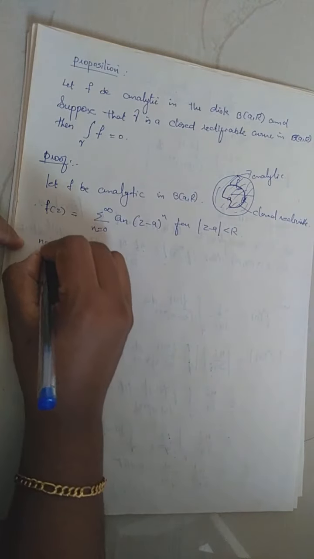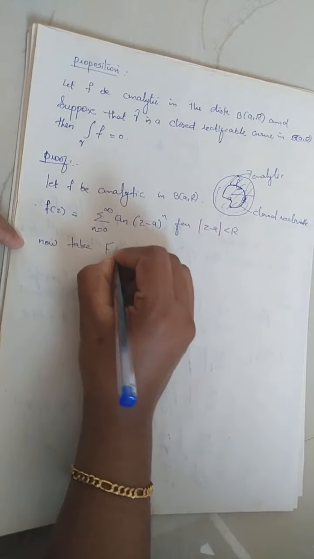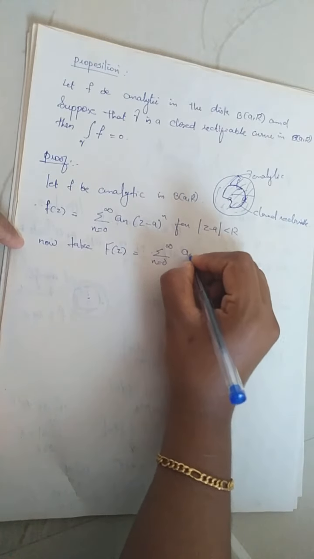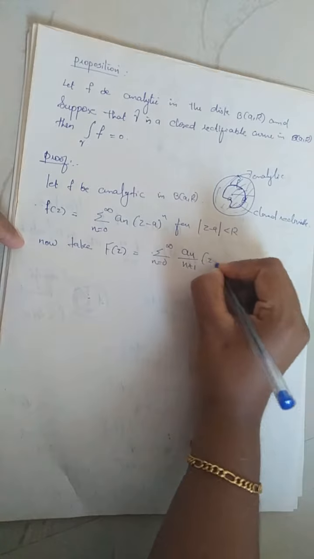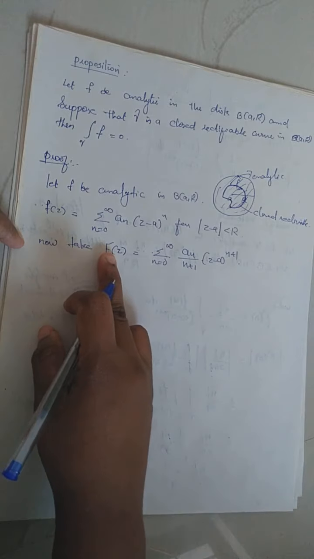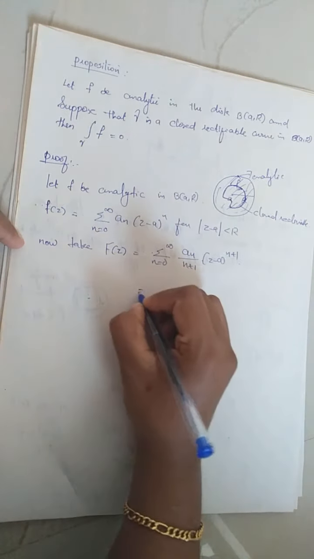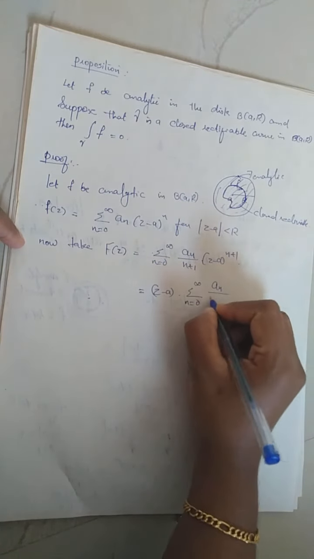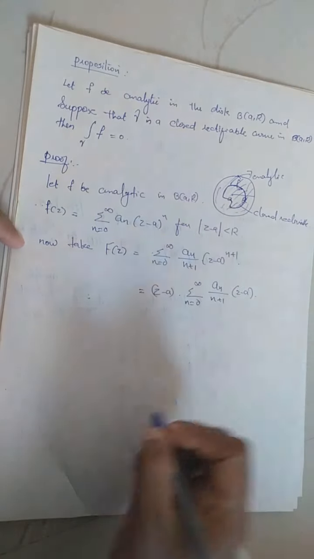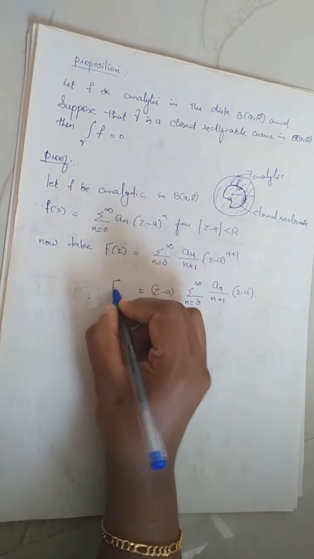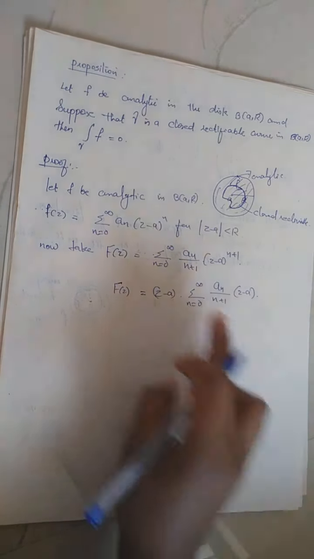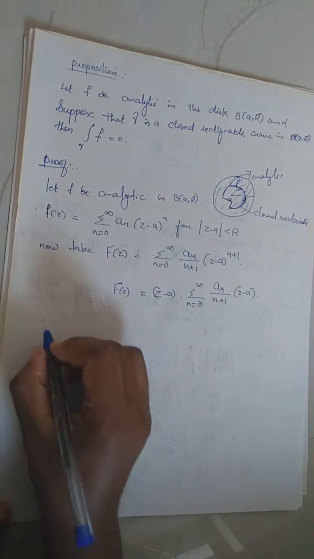Now I take a function capital F(z) which is equal to sigma n equal to 0 to infinity a_n divided by (n plus 1) (z minus a) raised to n plus 1. I define the function F(z) as another power series expansion. This can be written as (z minus a) into sigma n equal to 0 to infinity a_n by (n plus 1) (z minus a).